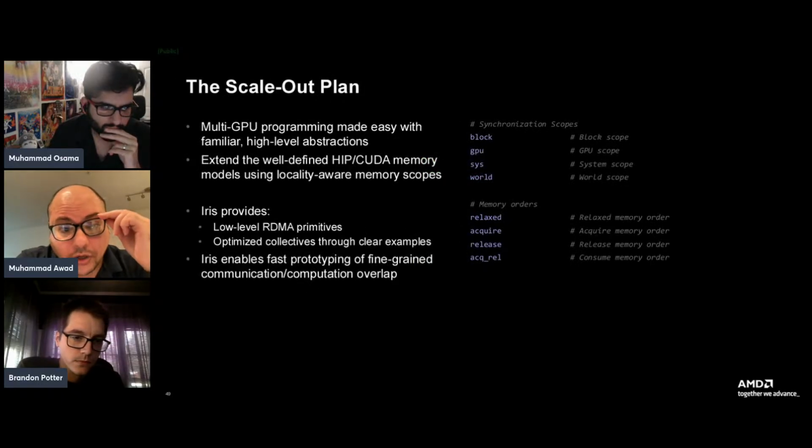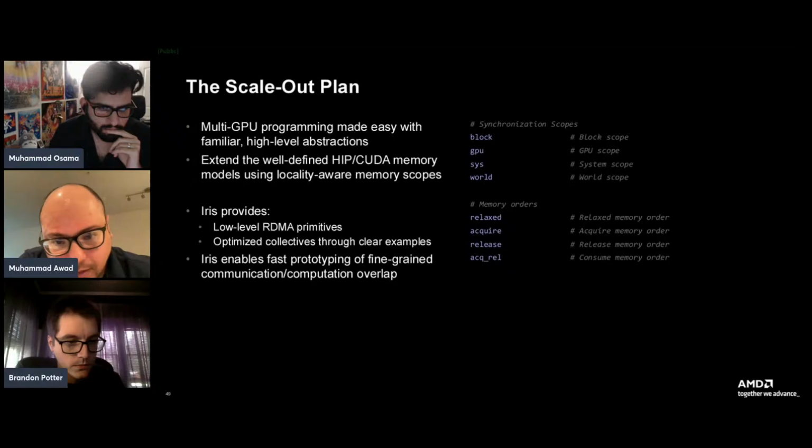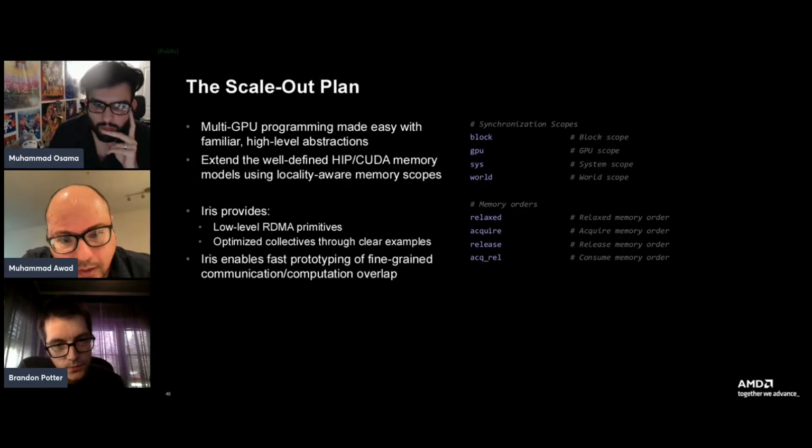So we're not just interested in scale up. We have been thinking about scale out from the beginning, and I am a big fan of memory scopes. I think they're the way that I want to write GPU code, just using scopes and using memory orders. I have strong opinions about this, and basically what I want to see for scale out, and what we are trying to prototype, is adding a scope for world.